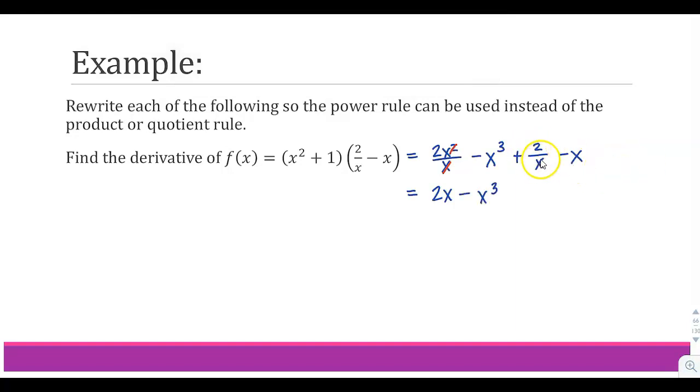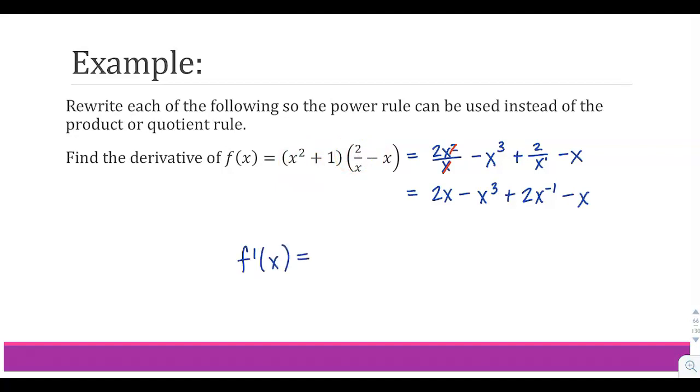In order to apply the power rule to 2 over x, I don't want to think about that as a quotient. I mean, I can, but it's way too much work to think about this as a quotient. Instead, I want to rewrite this as 2x to the negative 1. So remember, this is x to the first power, so I can move it to the numerator and make it a negative exponent, and then minus x. So now I have simplified my original function. Now I can take the derivative using the power rule.